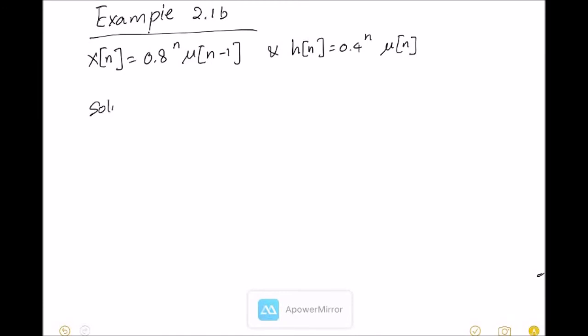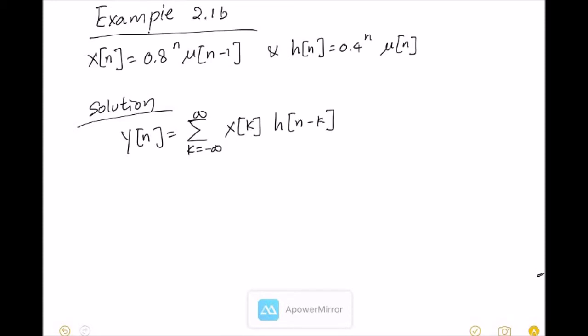Okay, so you know this formula: summation k from minus infinity to infinity, xk hash n minus k. Just now I told you to change the n to k. From the formula here, you know that this is the xk and hash n minus k. But in the question, only have the xn.